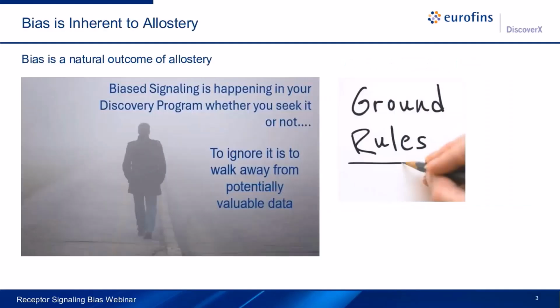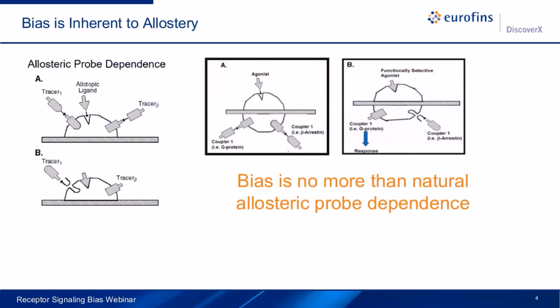So I'd like to start by pointing out ground rules. Bias is there. It's an outcome of natural allostery. So to ignore it, you're just walking away from something you already have, and that's probably the most important thing. Knowing that you don't really have to seek it out, it's already in your program. What do I mean by that? Well, allosteric probe dependence is a common feature of all allosteric protein function.